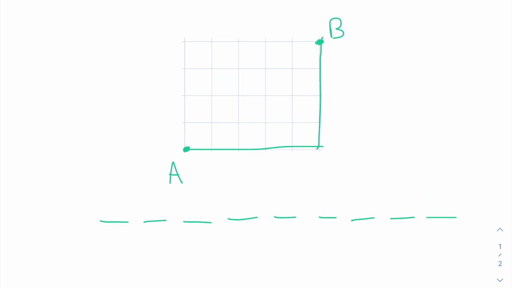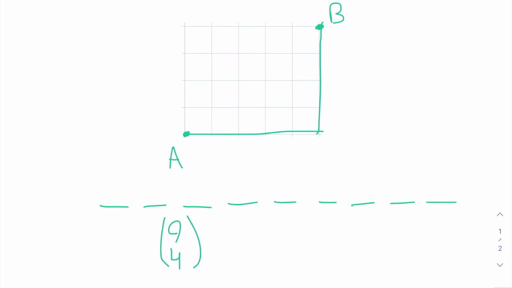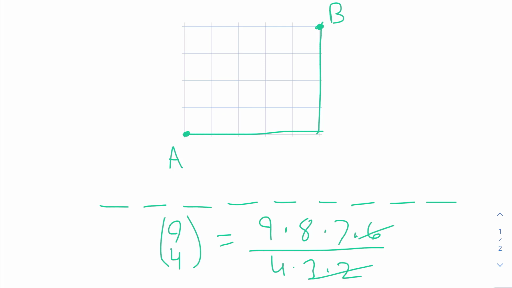So we have to figure out how many different ways we can choose 4 of these 9 steps to be steps going up. And we can do that in 9 choose 4 ways. So our answer is 9 times 8 times 7 times 6 over 4 times 3 times 2. These cancel out, and we get 126.